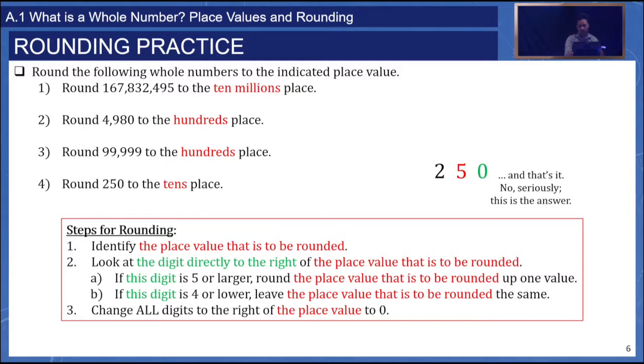So 250 rounded to the tens place would just be 250. So just be careful. Sometimes you may have a problem where they ask you to round, but even after you round, it's just the same number. It can happen, so don't be tricked by that. So that finishes 8.1. Now we're moving on to 8.2.